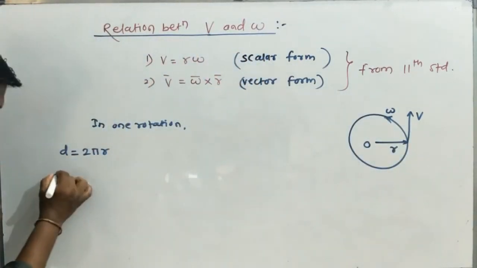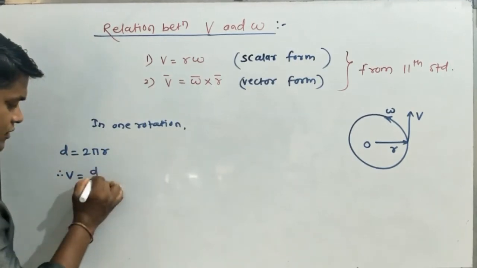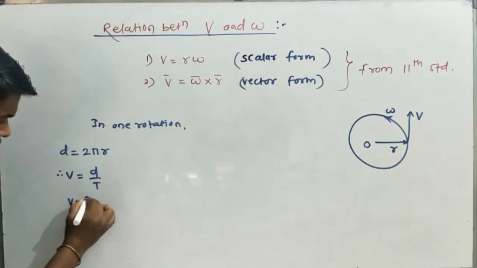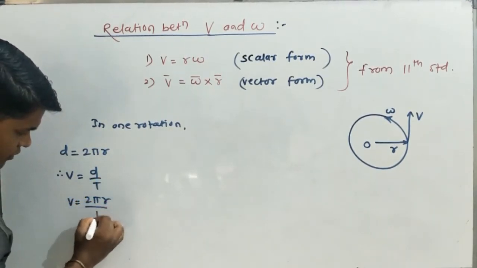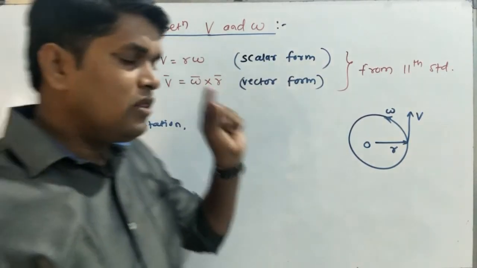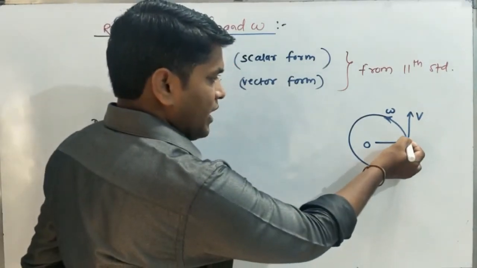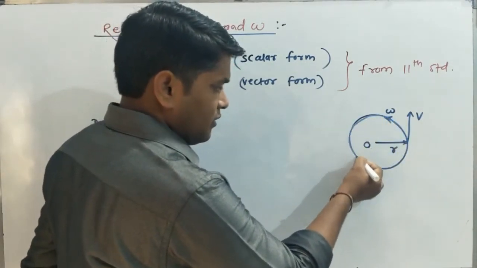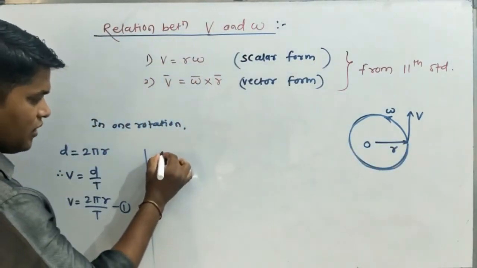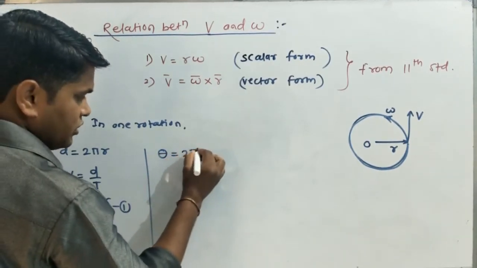Therefore its linear velocity, what is the formula for linear velocity? It is distance upon time. So we get v is equal to 2 pi r upon t. Suppose equation number 1. Again, in one rotation, how much is the angular displacement? It is 360 degrees. Understood? Means in one rotation the angular displacement, that is theta, is equal to 2 pi or 360 degrees.